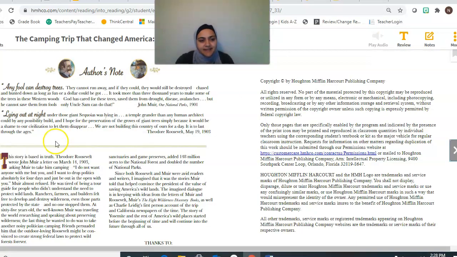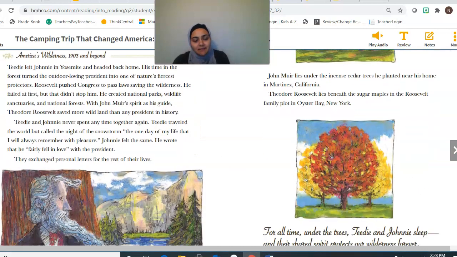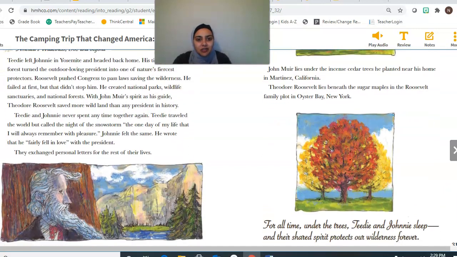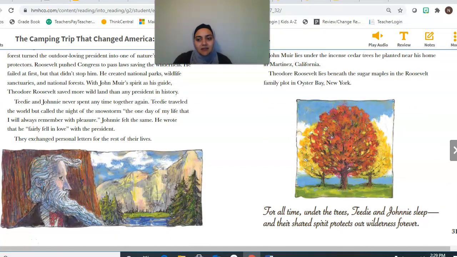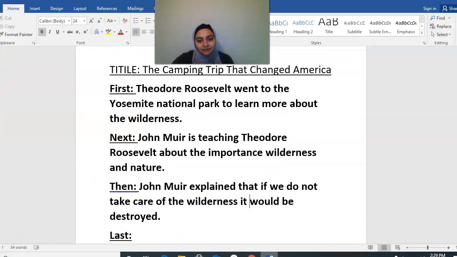Very nice. So what do they mean by their shared spirit? Maybe how they became really good friends. Now, did they see each other after this? No, but they kept in touch and they wrote letters to each other. And that trip changed a lot of things, right? It saved a lot of land and really taught Theodore Roosevelt more about the wilderness and why it's important. He was actually the president in history to protect the most wild land, right? All right, let's go ahead and write that down.